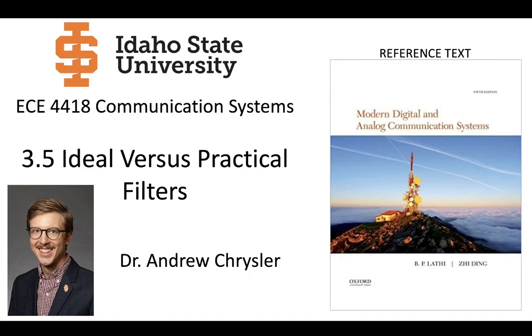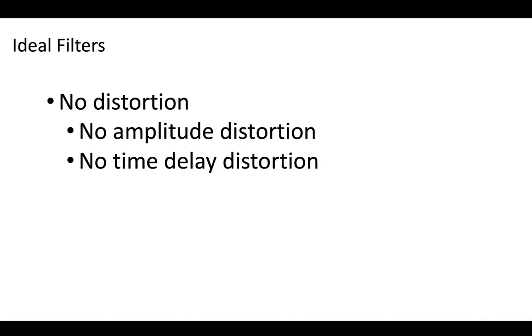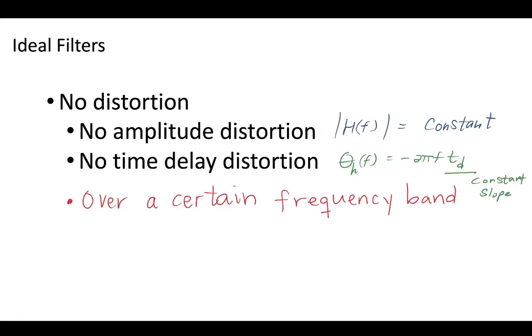So, talking about ideal filters, which we did in the previous set of videos, we came to the understanding that ideal filters would have no distortion, which means not only will they have no amplitude distortion, but they will also have no time delay distortion, which is a separate piece of information. So this means that all pass filters may still contain some time delay distortion.